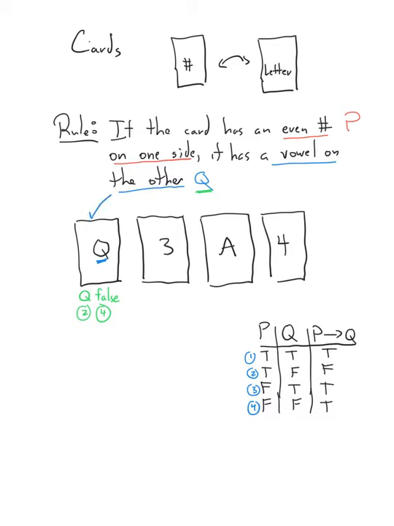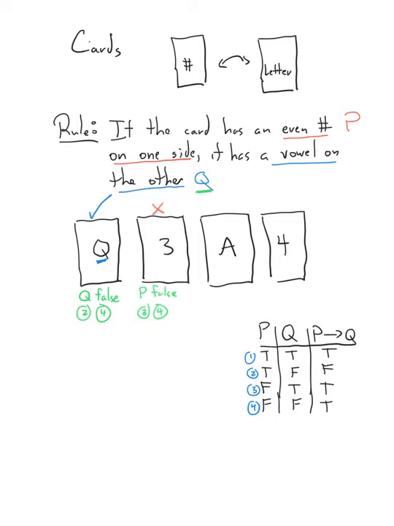The 3. 3 is an odd number. It's not even. So P is false. So we're either in row 3 or row 4. That's when the if part is false. There's no way we could be in that dreaded row. There's no way this could be a counterexample. So we don't need to check it.